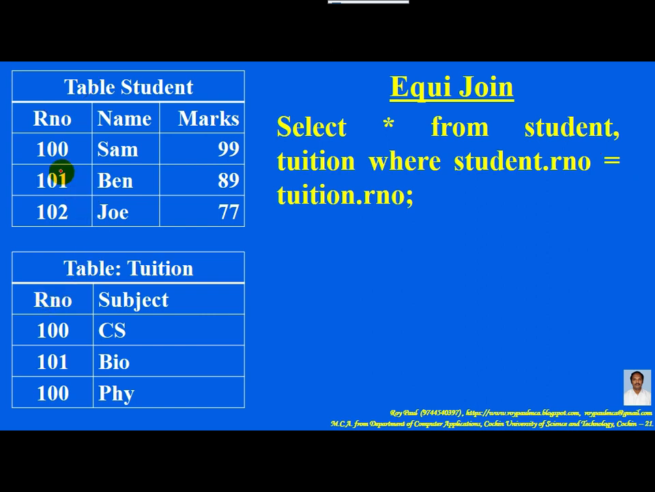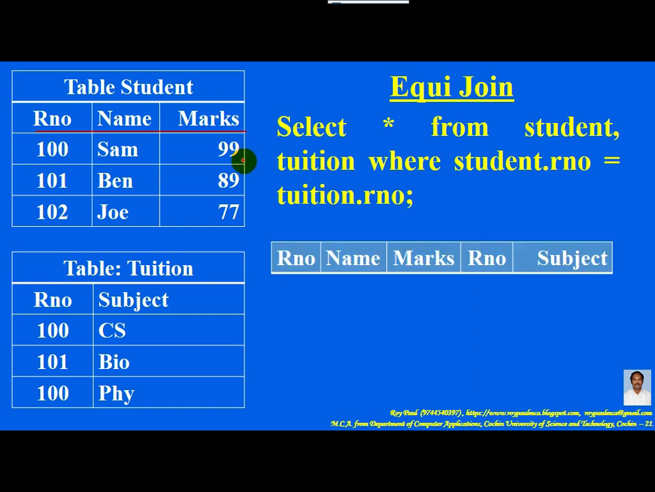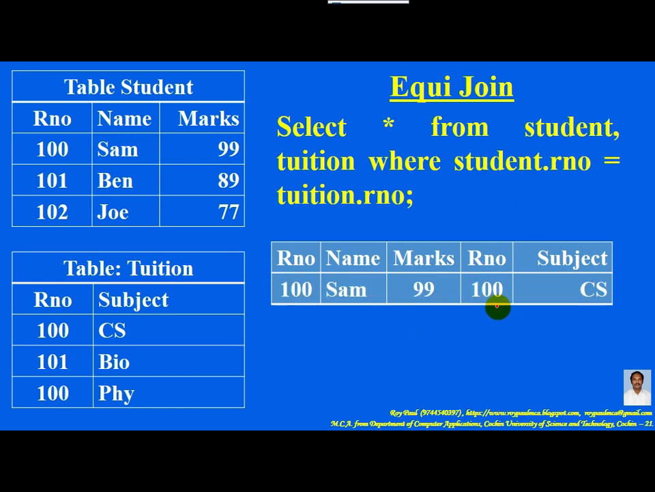So how do you get the output? Write all the columns of the parent table followed by all the columns of the child table. How do you get the output rows? In the child table, there is an entry 100 CS. So the details of 100 should be taken from the parent table. It should be written here followed by the details from the child table. So here you can see that the roll number repeats, whereas in natural join, the identical column will not repeat.